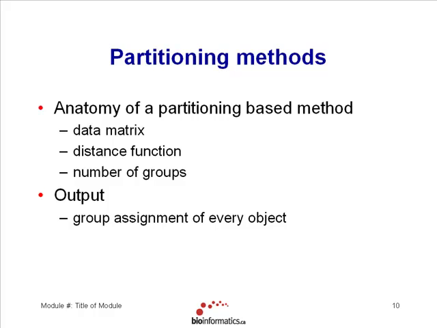So let's talk about partitioning methods. So to do partitioning, you need a data matrix, which is the input. You need a distance function. And you need to specify the number of groups that you want to partition the data into ahead of time. Okay? And the output is essentially a group assignment of every object. Okay, so you're going to take each object and assign it to a group.